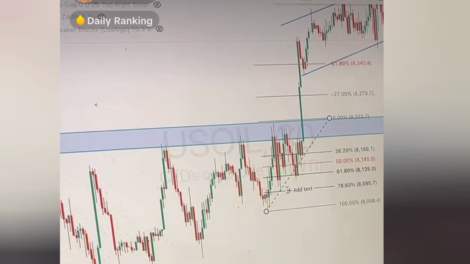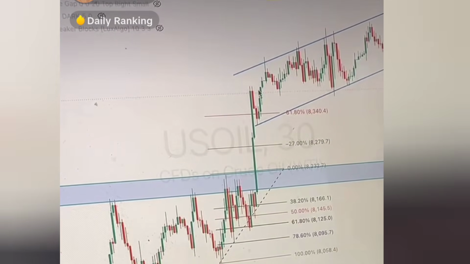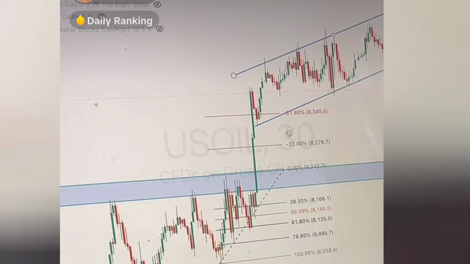Where did the market reverse from? 78, right? It tapped in 78, yes. It moved up, it came down, it played around 61, 78, 50. If you had your stop loss under 100%, would the market have stopped you out? I don't think so. No, right? And then boom, all the way up. You made all this money all the way up to the upside. So that's you using Fibonacci retracement.